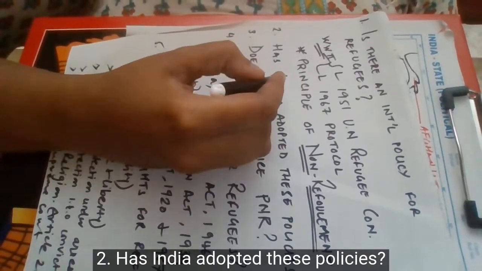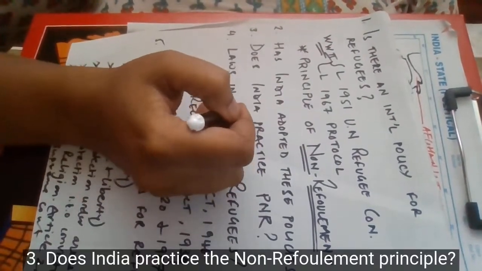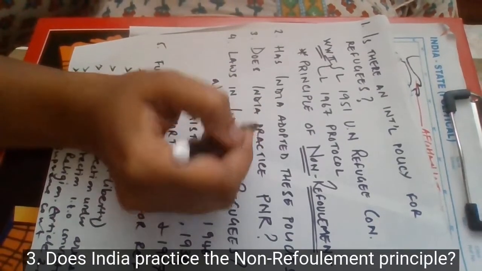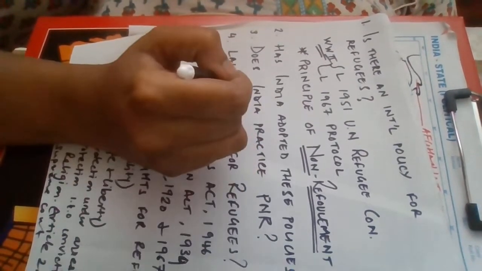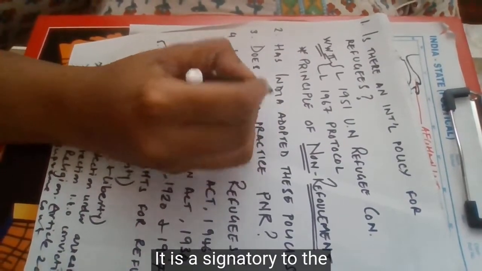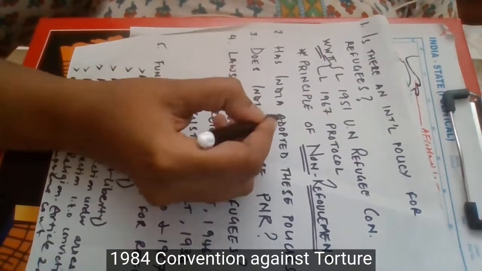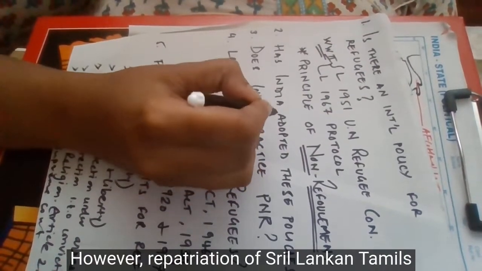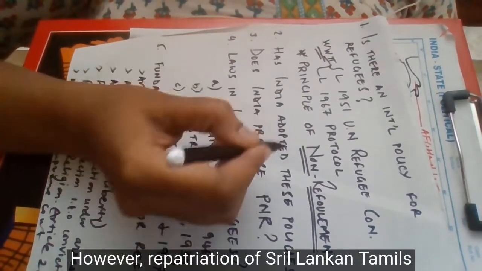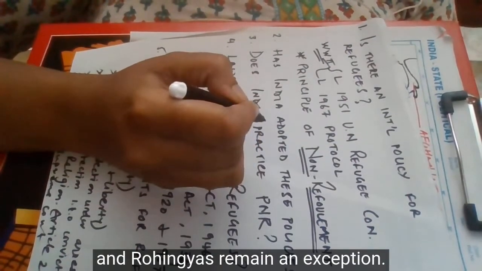Now, has India adopted these two policies? No. Does India practice the non-refoulement principle? Largely, yes. It is a signatory to the 1984 Convention Against Torture. However, repatriation of Sri Lankan Tamils and Rohingyas remain an exception.